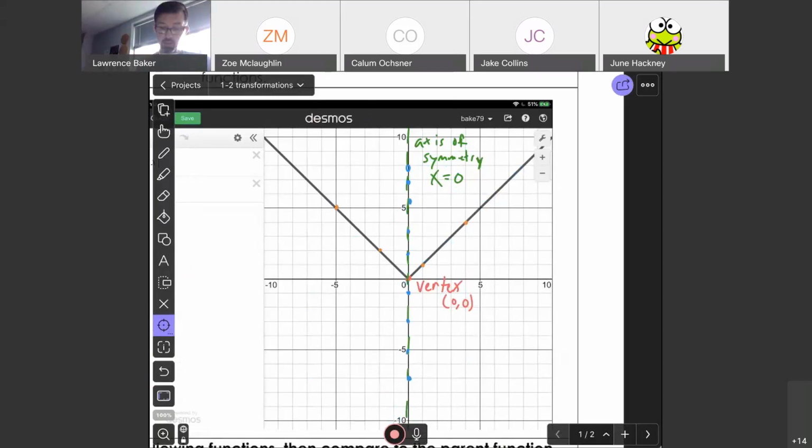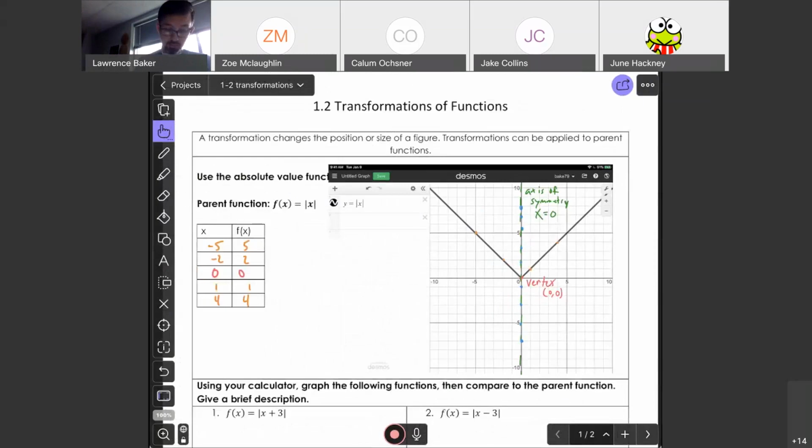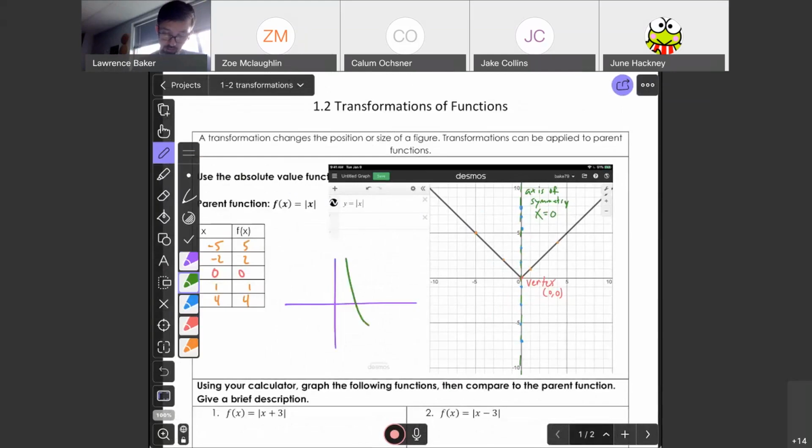If I was going to look at something like a parabola, if I just sketch one out real quick, maybe it looks like this. Its vertex would be right here, and its axis of symmetry like that. So maybe that vertex is at 4, -3, and then the axis of symmetry would be at the line x equals 4.